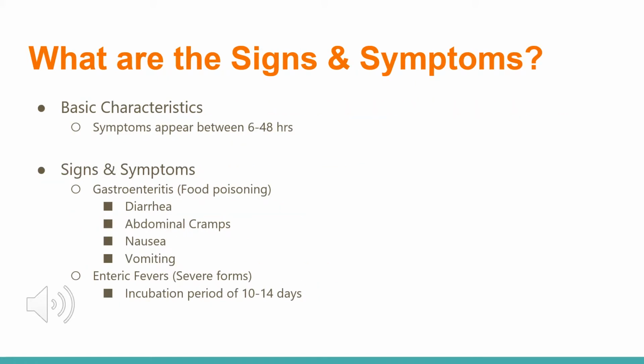So some of the signs and symptoms of salmonellosis is gastroenteritis, which is basically just a fancy word for food poisoning, and it causes diarrhea, abdominal cramps, nausea, and vomiting. And then some of the more severe forms of salmonellosis is enteric fevers, and that has an incubation period of about 10 to 14 days. But the basic symptoms usually occur within 6 to 48 hours.